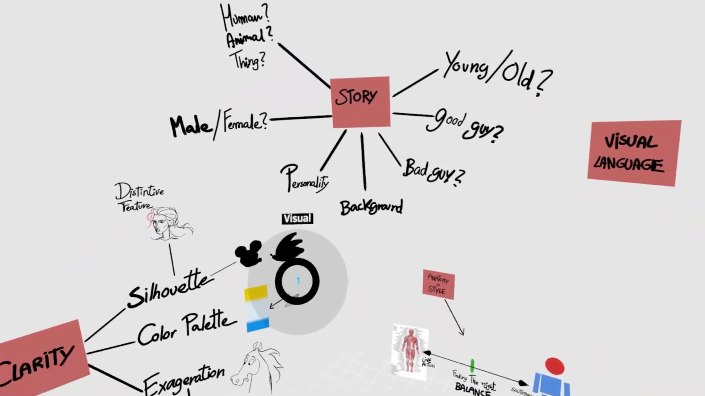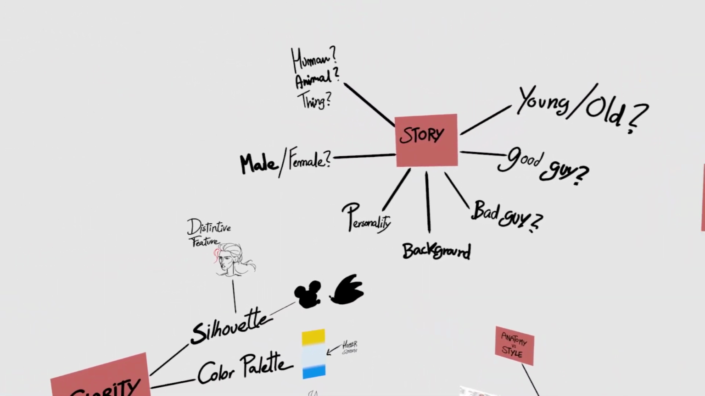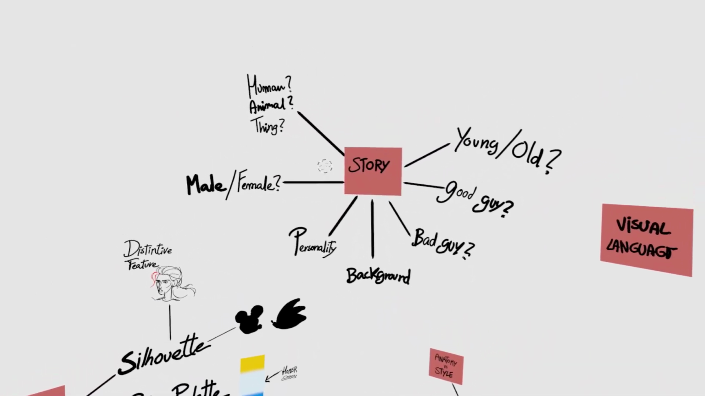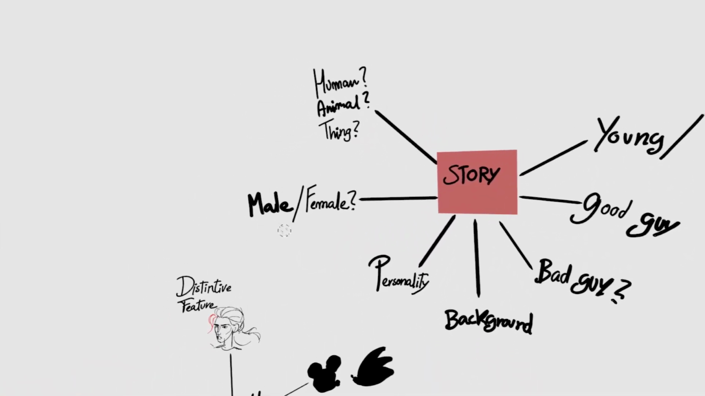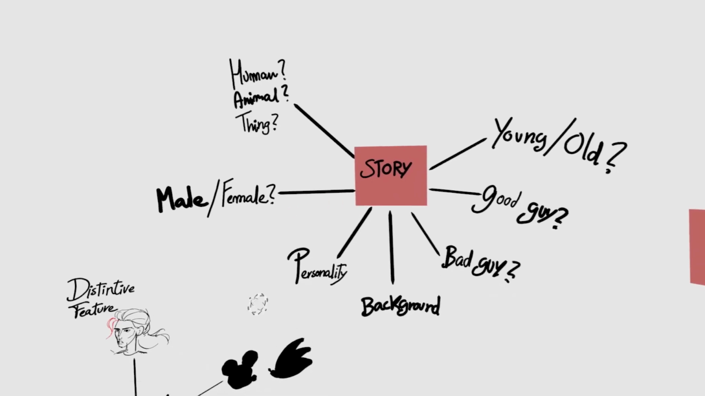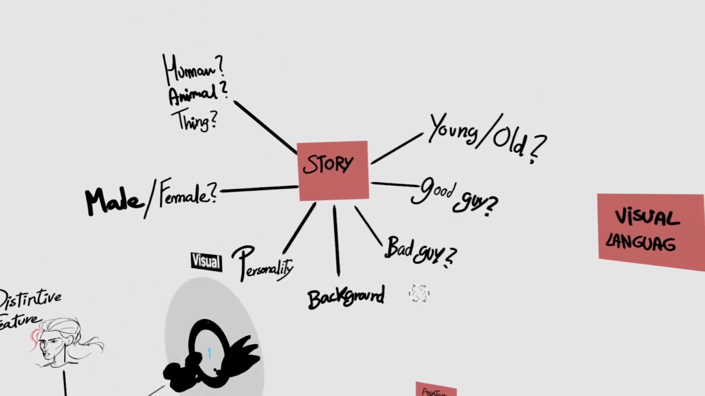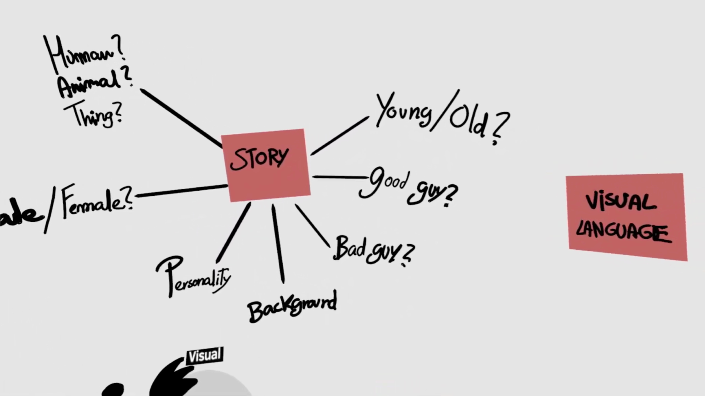So, what's the important thing that we need to first bear in mind when we are creating characters? Obviously, the story is very important. Who is this character? What is it? Is it male, female, human, animal, a thing? What is its personality? What's the background? In the story that you're trying to tell, how does the character fit in?